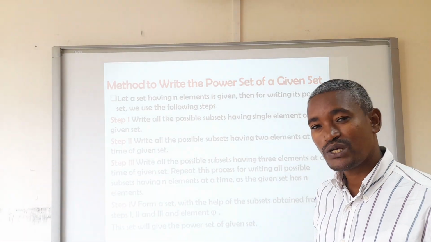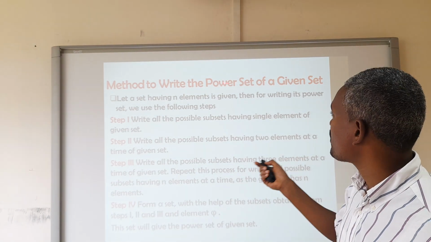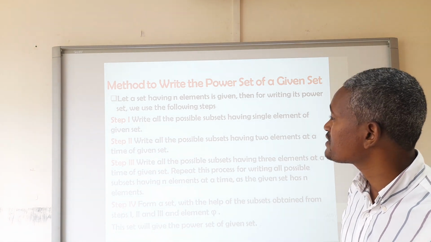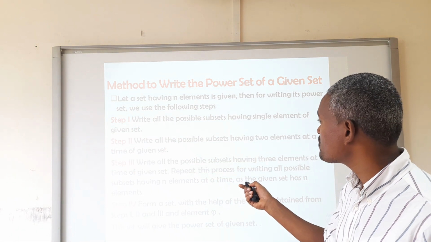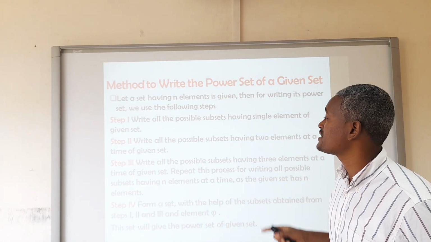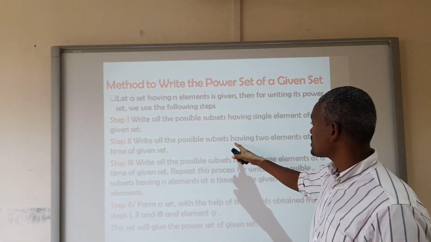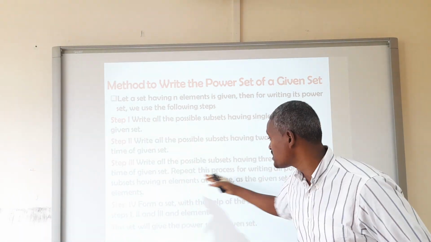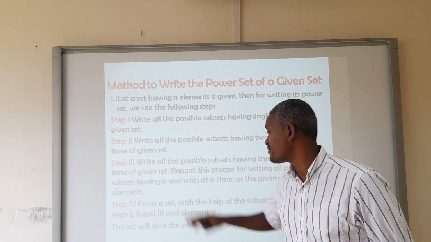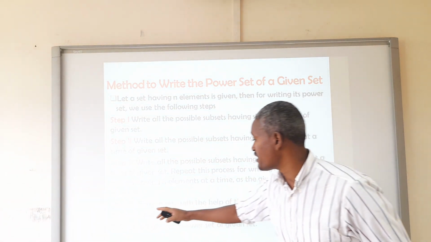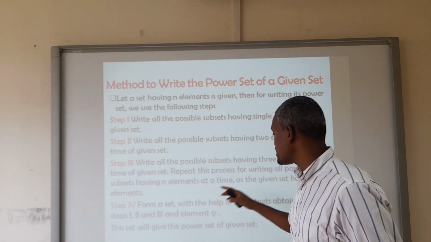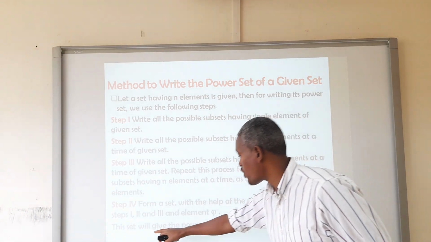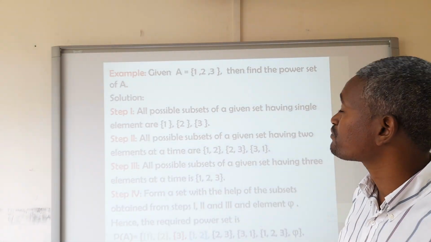How do we find the power set of a given set? Assume the set has n elements. First, write the possible subsets having single elements. Next, write all possible subsets having two elements, then all possible subsets having three elements, and repeat this procedure up to subsets having n elements. Then form a set with the subsets obtained from these steps and add the empty set, and we obtain the power set. This is the procedure to find the power set of a given set.